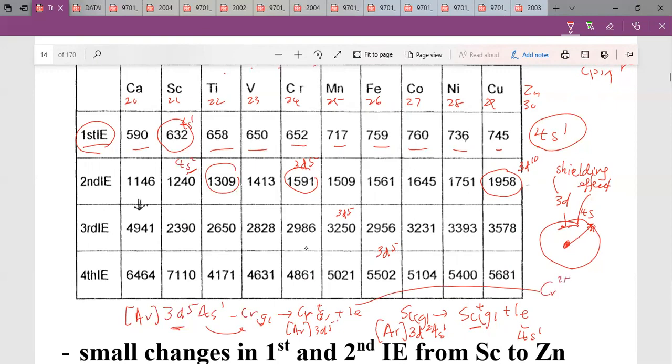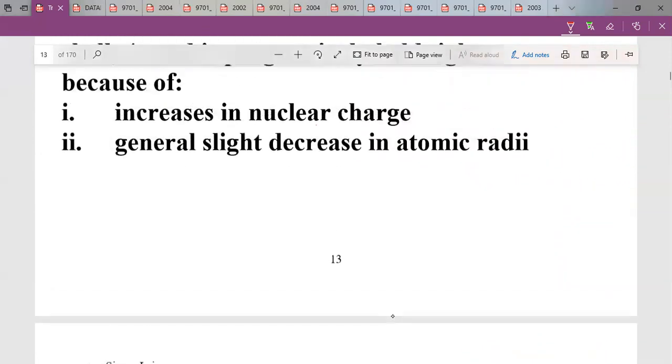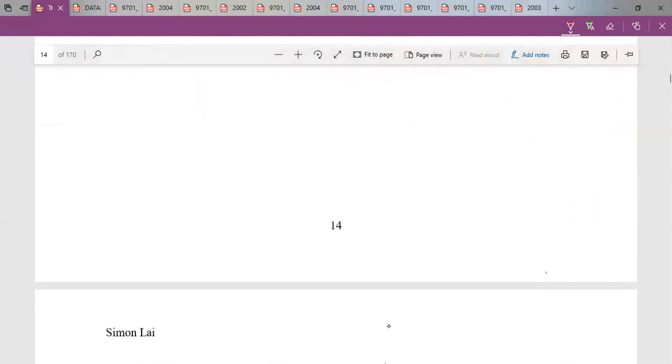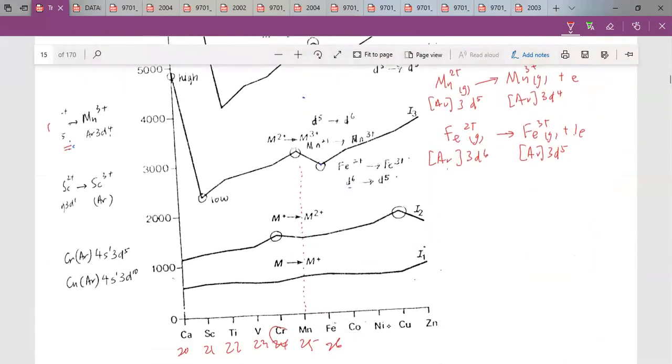So for chromium to go to Cr2+, which is your second IE, gas plus 1 electron, this one will come from the 3d, right? The 3d5, because this will be Ar 3d4. That's why it needs higher energy, because of the extra stability of the 3d5. Similarly for copper, because it comes from the 3d10. So mainly the first and second IE come from the 4s1 and 4s2. That's why you can see it here progressively. It's a nice graph.